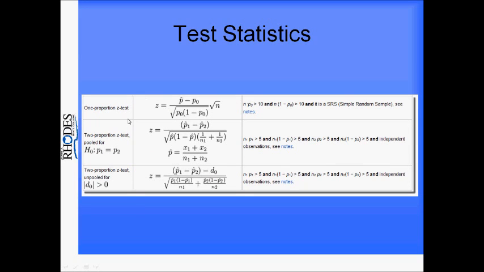Sometimes you deal with proportions. You know, a proportion of defective, or going into a hospital setting, a proportion of maybe unhappy customers or happy customers, whatever it may be. So this is just comparing proportions. And you see some of the criteria here, whether it's independent observations and all that. Remember, pooled means that you know the variance, and unpooled means that you do not.